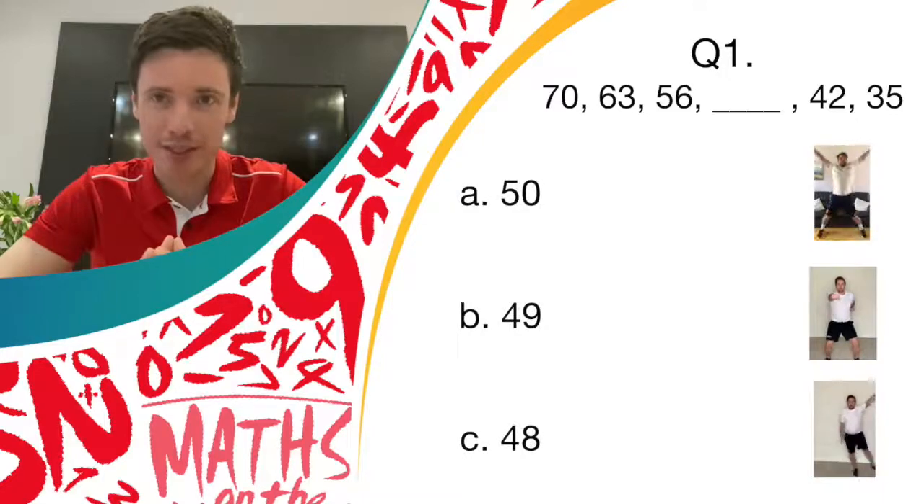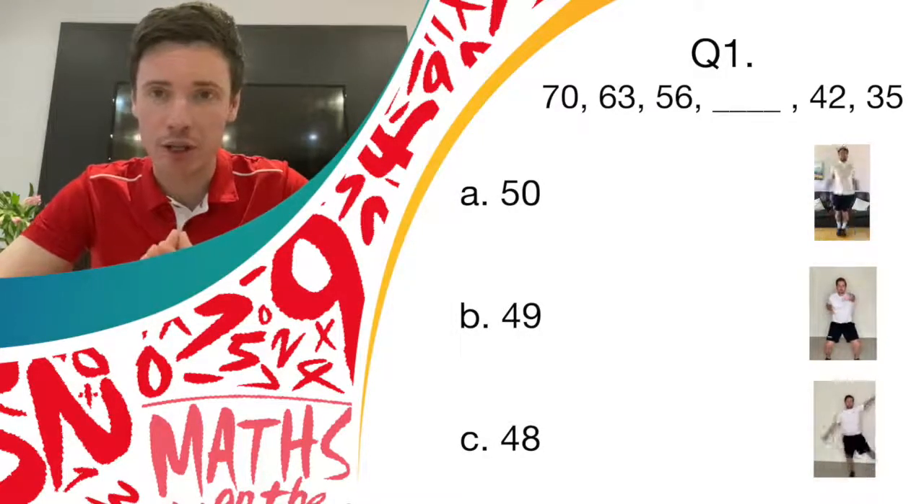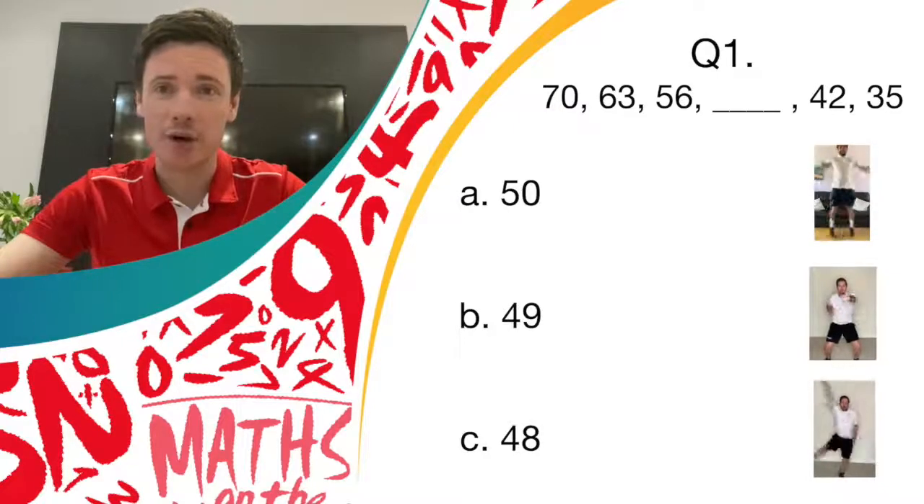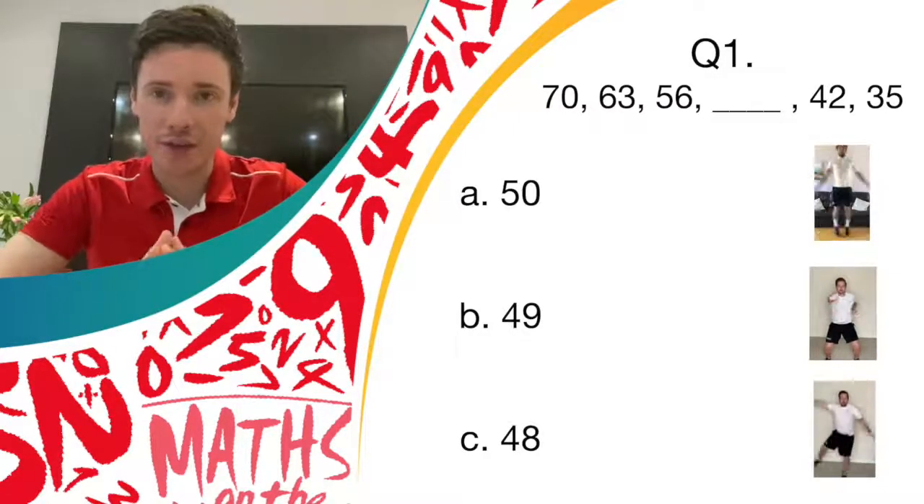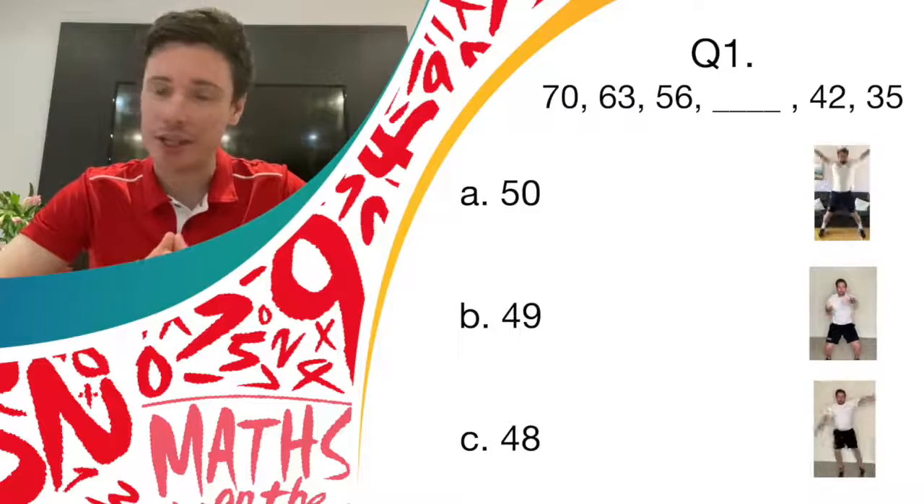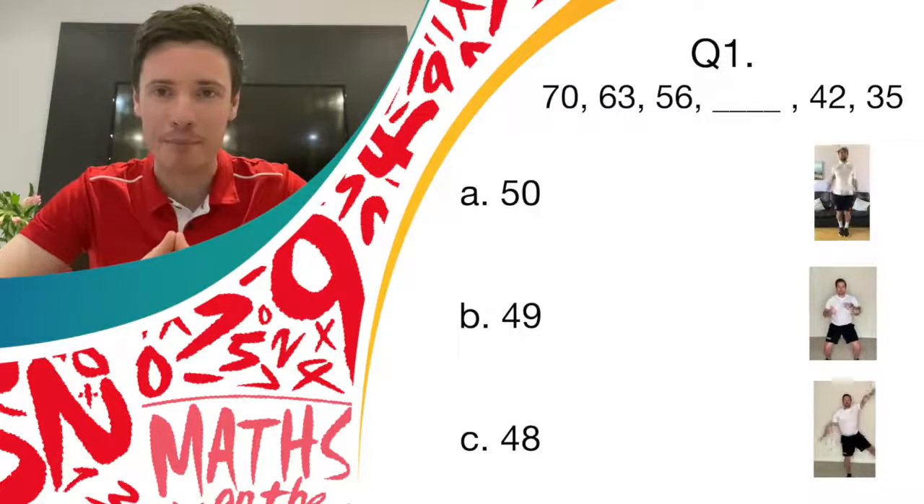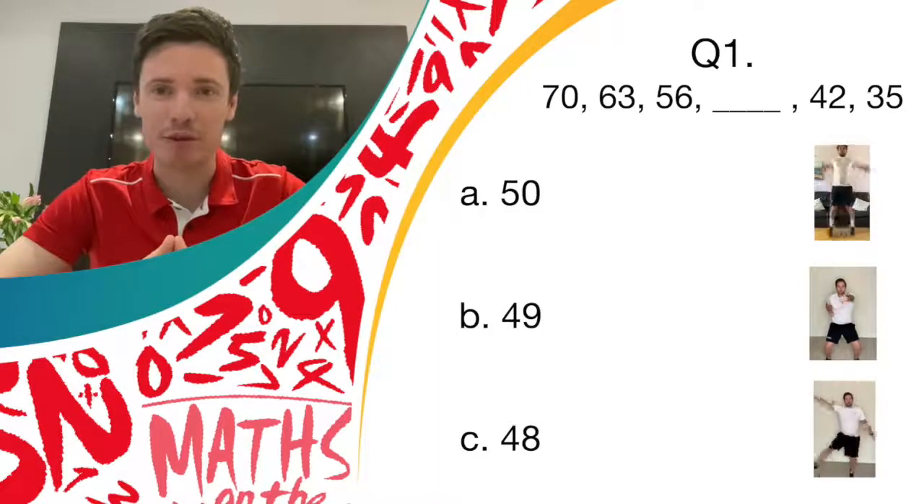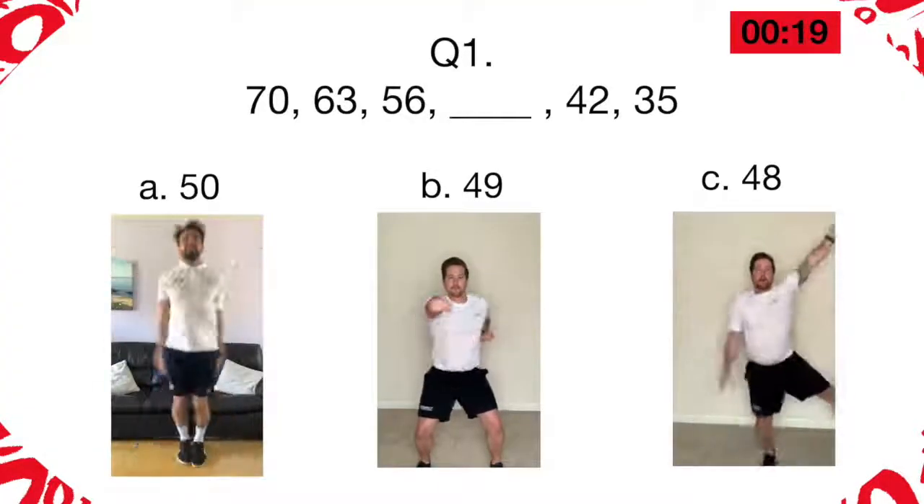Okay, so here are the possible answers. As soon as you think you know, then show your answer as the movement. So is it 50, 49 or 48? If you think it's 50, then it's star jumps. If you think it's 49, then you should be doing those jab punches. If you think it's 48, then it's pendulum legs movement. Keep going for a few more seconds there.